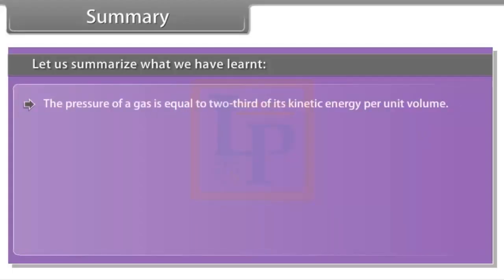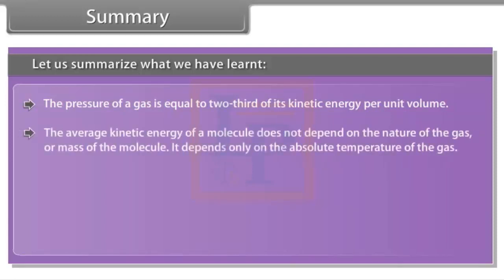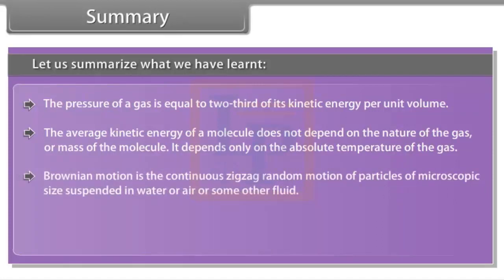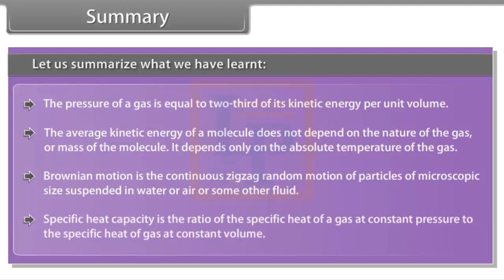The pressure of a gas is equal to 2/3 of its kinetic energy per unit volume. The average kinetic energy of a molecule does not depend on the nature of the gas or mass of the molecule. It depends only on the absolute temperature of the gas. Brownian motion is the continuous zigzag random motion of particles of microscopic size suspended in water or air or some other fluid. Specific heat capacity is the ratio of the specific heat of a gas at constant pressure to the specific heat of gas at constant volume.